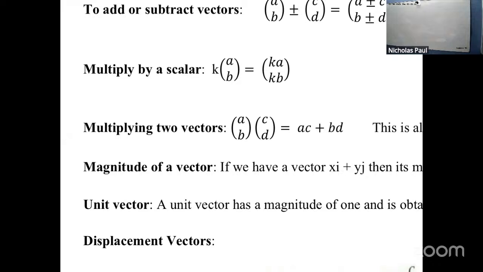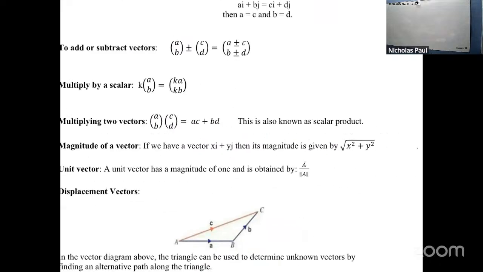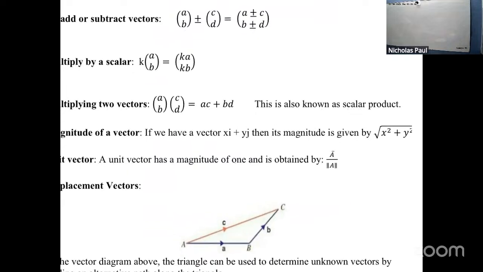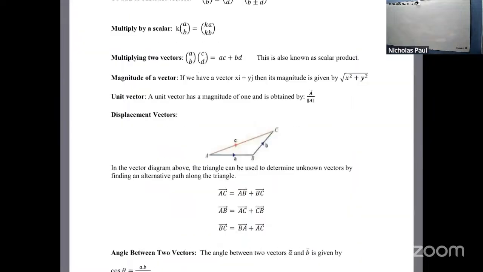And next, how do you multiply two vectors? You multiply the x, you multiply the y, add them. What is the multiplication of two vectors called? Dot product or the scalar product. Nice. Next, how do you find the magnitude of a vector? Square root of x squared plus y squared.